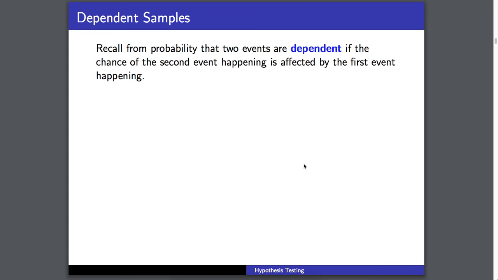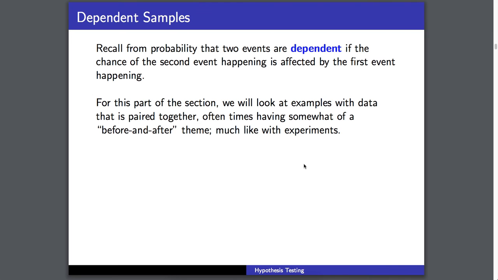Recall from our discussions on probability that two events are dependent if the chance of the second event happening is affected by the first event happening. In other words, the outcome of the second is affected by the outcome of the one right before it. For this part of the section, we're going to look at examples of data that's paired together in some way, oftentimes having somewhat of a before and after theme, much like with experiments. So the two samples are dependent on each other because typically it's a before and after for each individual subject within the data set.